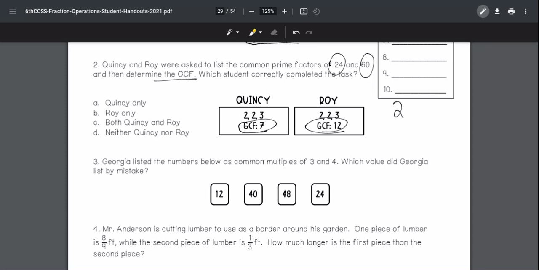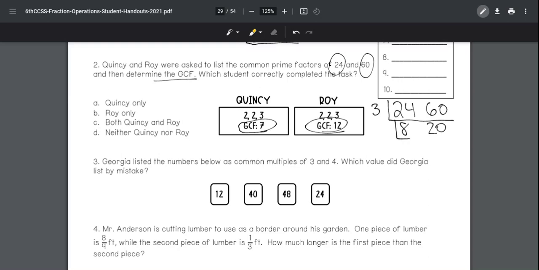So I'm going to write down 24 and 60. And I'm like, what small number could I multiply by to get 24 or 60? It has to work for both of them. I'm going to try 3. 3 times 8 equals 24, and 3 times 20 equals 60.